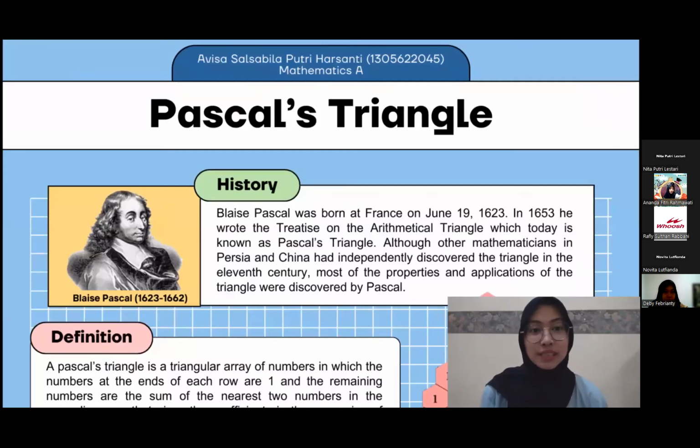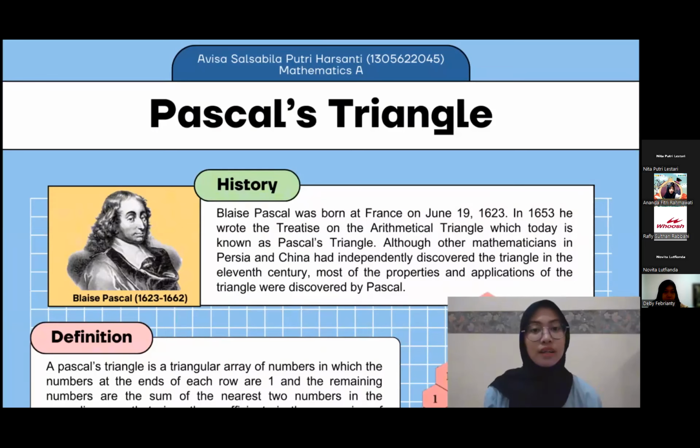Blaise Pascal was born in France on June 19, 1623. In 1653, he wrote a treatise on the arithmetical triangle, which today is known as Pascal's triangle. Although other mathematicians in Persia and China had independently discovered the triangle in the 11th century, most of the properties and applications of the triangle were discovered by Pascal.